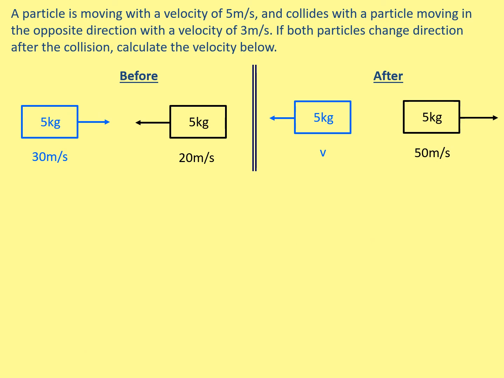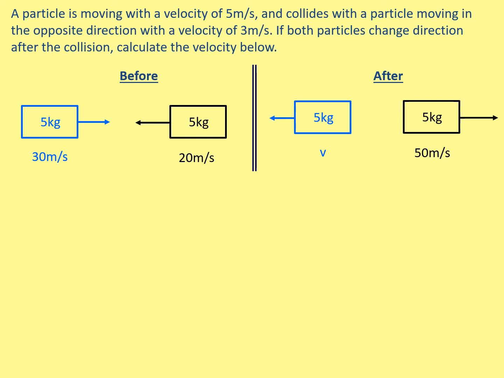There's one last example I want to go through, and that's slightly harder because if you have a look afterwards, these 2 objects go in the other direction. A particle is moving with a velocity of 5 and collides with a particle moving in the opposite direction with a velocity of 3. If both particles change direction after the collision, calculate the velocity below.